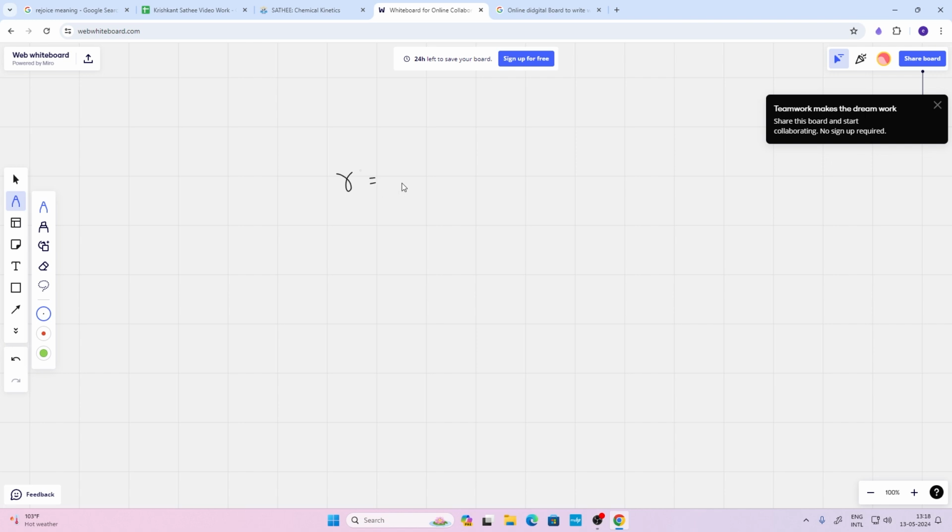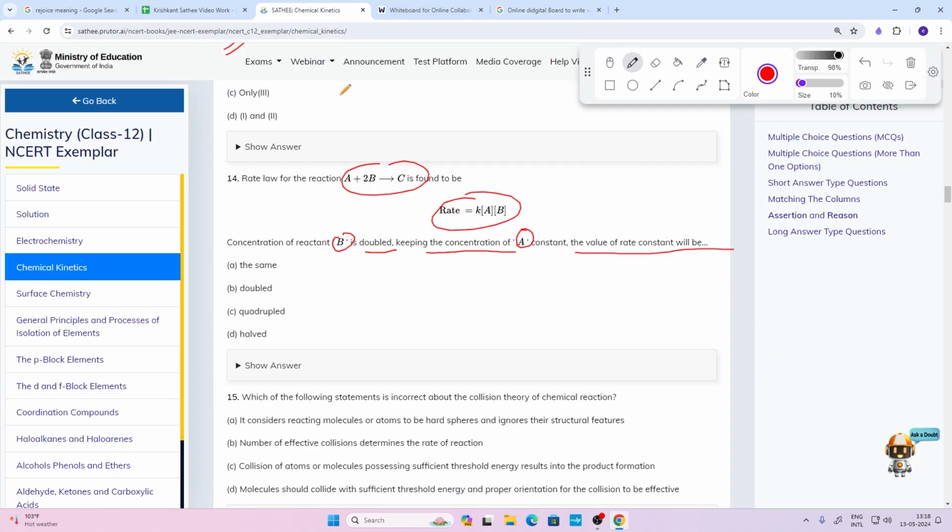So for a simpler case, K, A and B. Now I am supposing that the initial concentration of B is B. Now it is said that we have changed the concentration to double. So we have doubled it.